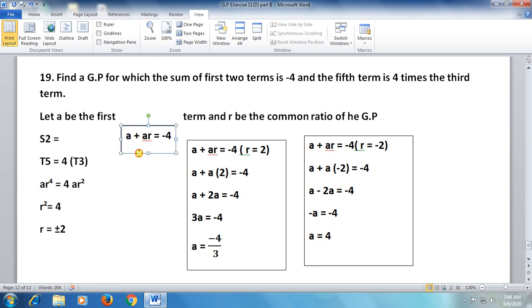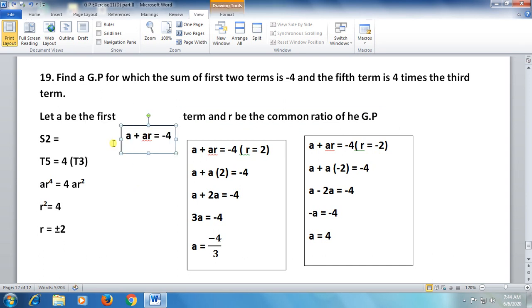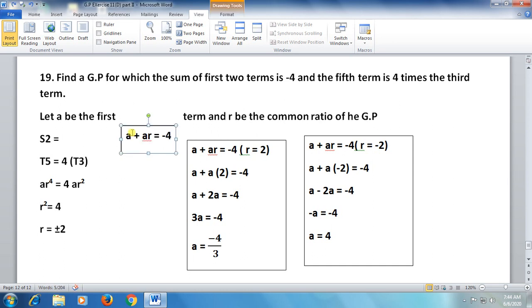Consider this as result number 1. After considering this as result number 1, we can find out the second result, that is T5 is 4 into T3. It is given that fifth term, that is T5, is 4 times the third term, 4 into AR square. AR to the power of 4 is fifth term. Third term is AR square, 4 into AR square.